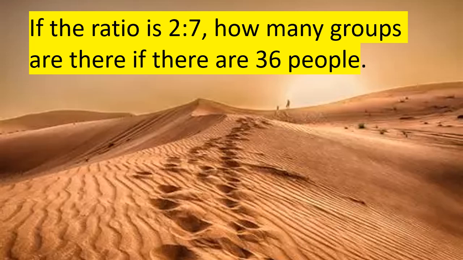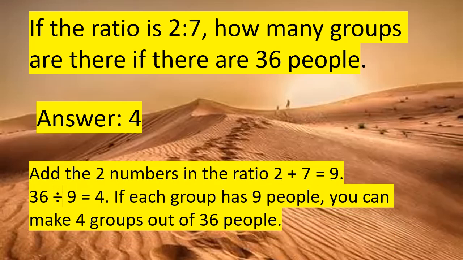If the ratio is 2:7, how many groups are there if there are 36 people? So I'm going to go ahead with the answer now. The answer is 4. How do we get 4? Well, firstly, we add the two numbers in the ratio. 2 plus 7 equals 9. And then 36 divided by 9 equals 4. So if each group has 9 people, you can make 4 groups out of 36 people.